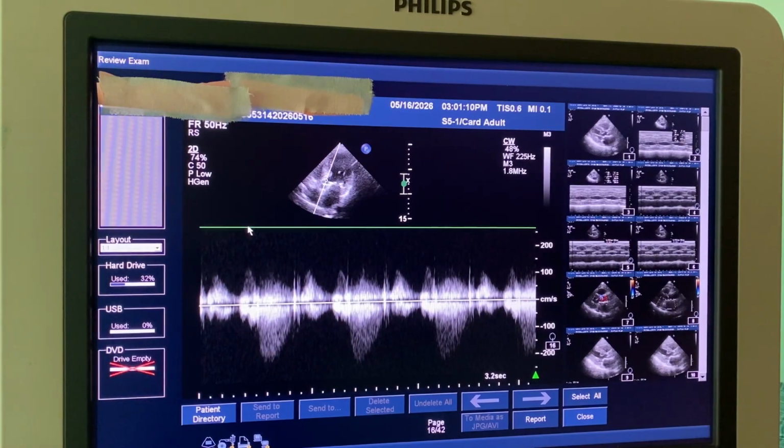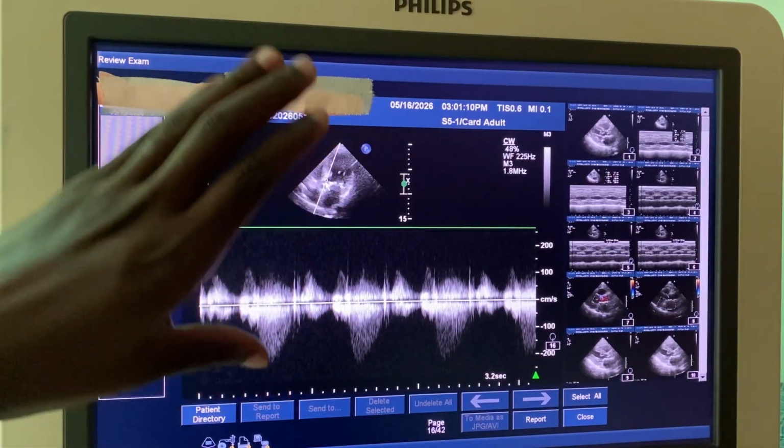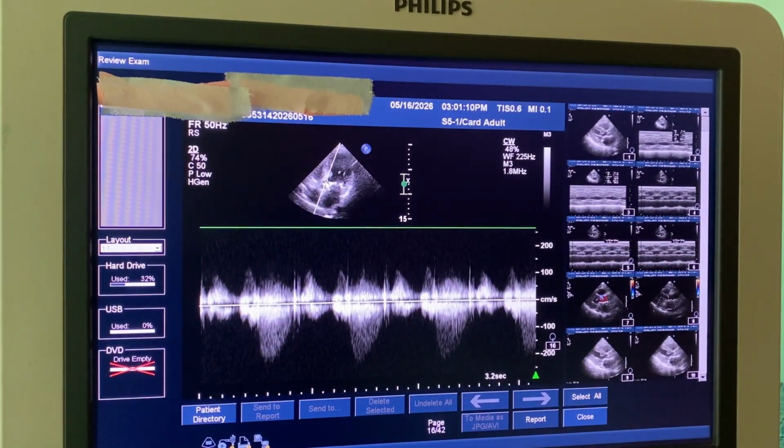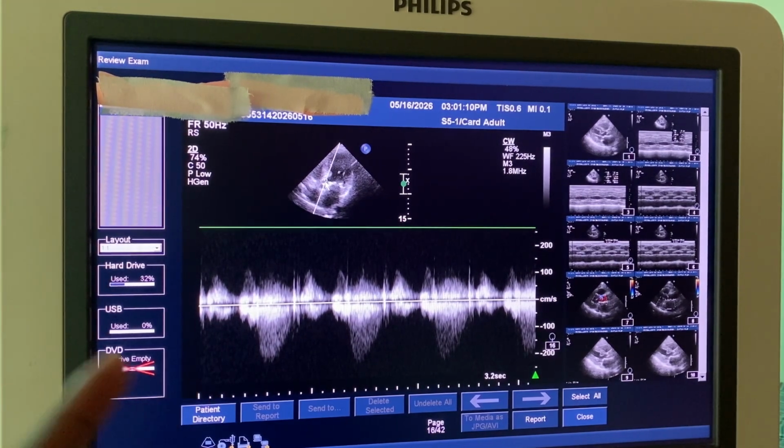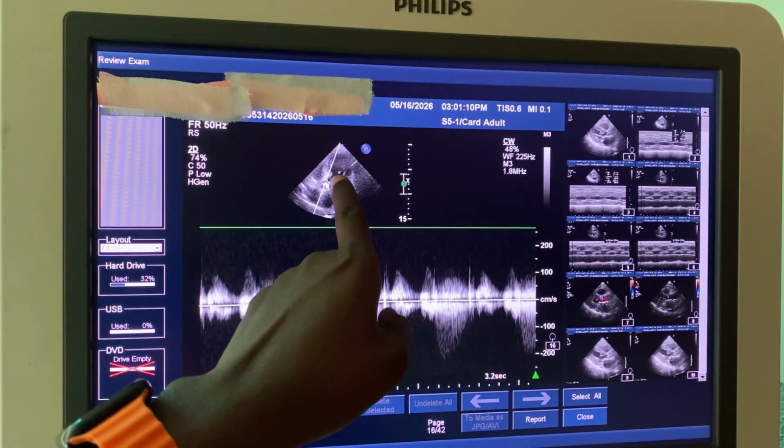So here, I was trying to find the maximum velocity at the aortic valve. But remember, this is the Doppler principle. We are working with Doppler. We say it has to be as parallel to the direction of blood flow as possible. This patient had a sigmoid septum. You see it here.